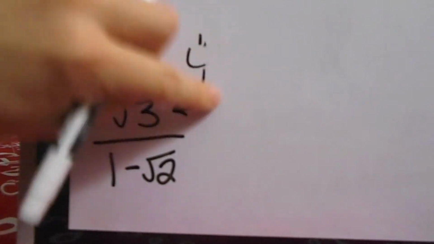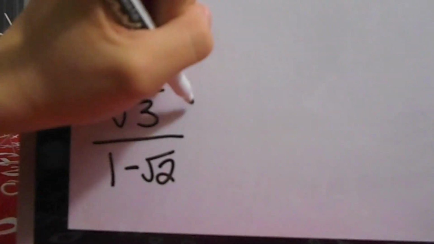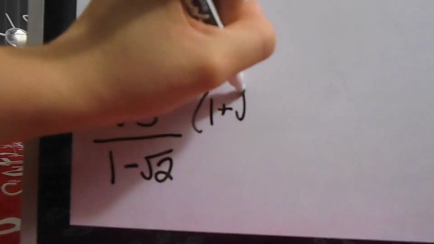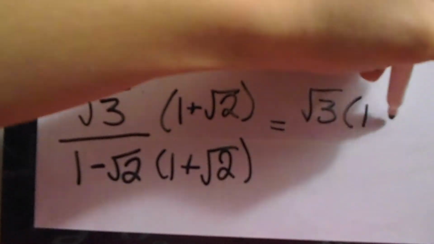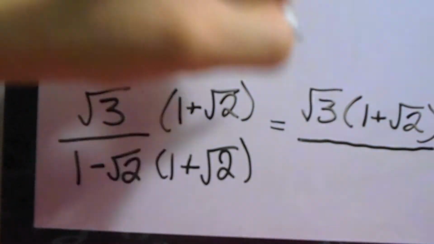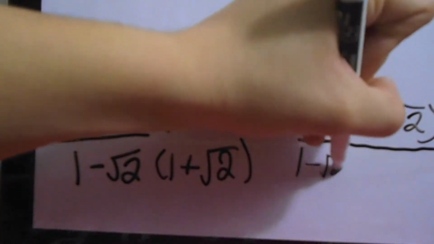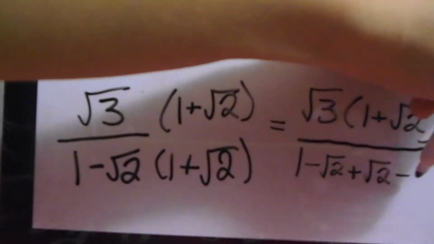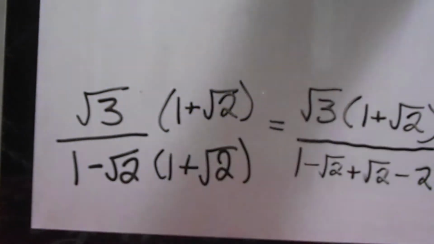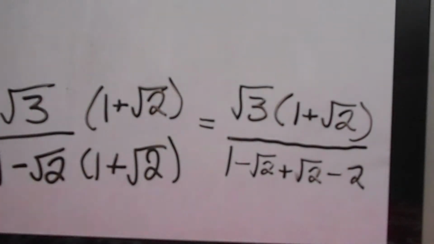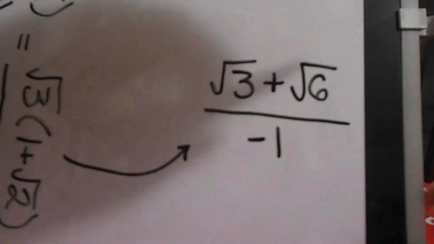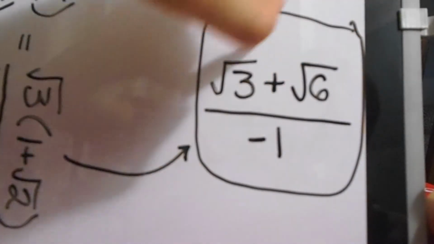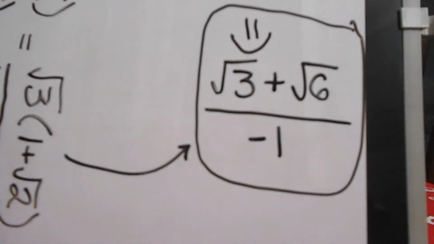Rationalize the denominator by multiplying it and the numerator by the conjugate, 1 plus the square root of 2. This makes the numerator radical 3 times (1 plus radical 2) and the denominator (1 minus radical 2) plus radical 2 minus 2. Remember to distribute the whole conjugate. In the final answer, you can leave the numerator as is or distribute to get radical 3 plus radical 6. Either is accepted. All this over negative 1, the denominator.